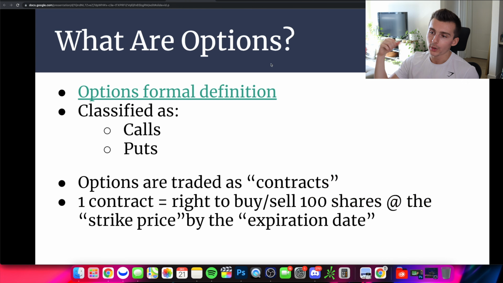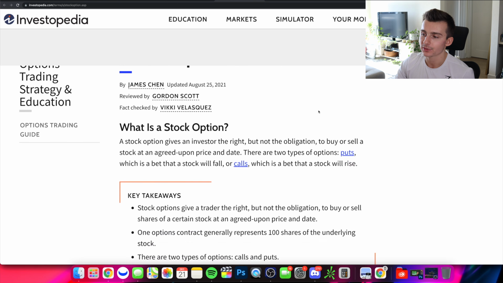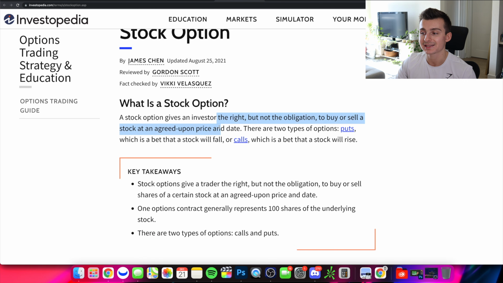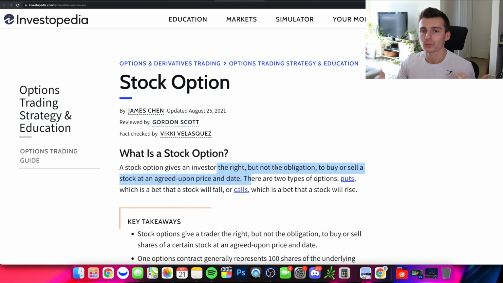So here we go. What are options? Let's dive into a formal definition so you guys can see this stuff live. A stock option gives an investor the right, but not the obligation, to buy or sell a stock at an agreed upon price and date, okay? So that's all it really is. You're getting the right, but not the obligation, to buy or sell 100 shares of a stock at a specified price by a specified date. That is pretty much it.